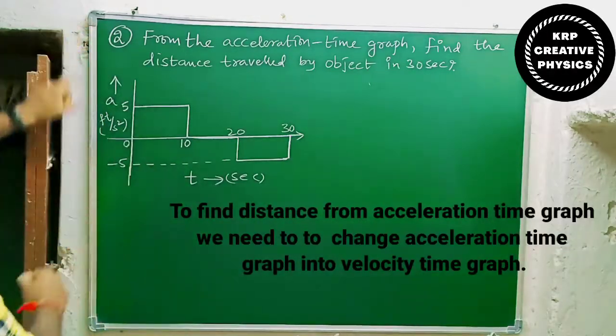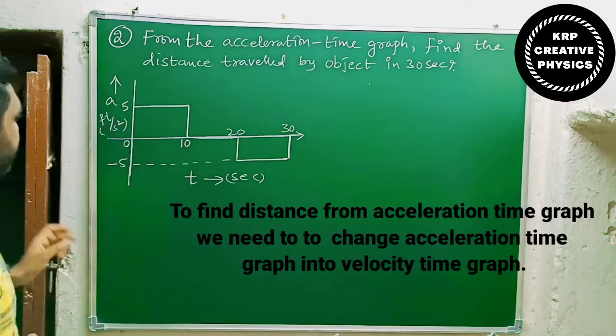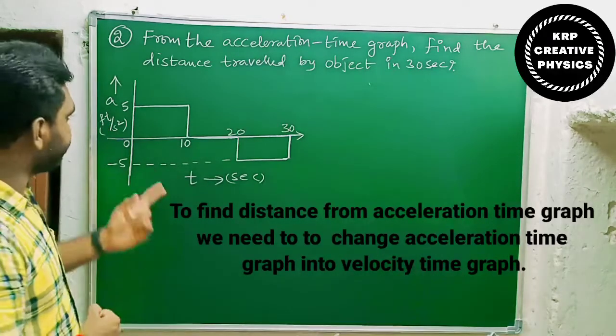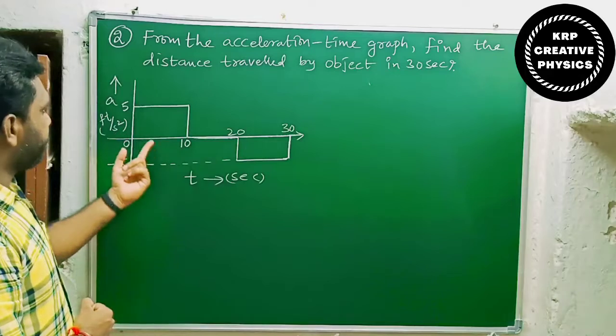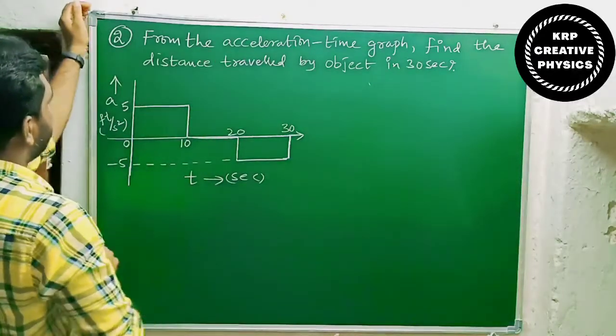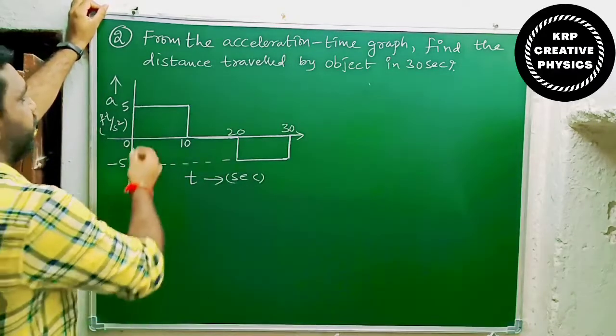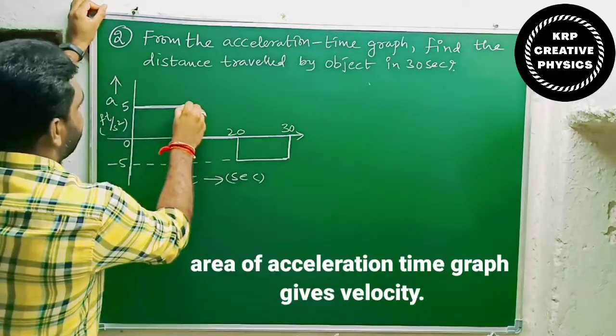First you should observe that acceleration is given in units of feet per second square. So this is the acceleration time graph. How can we convert the acceleration time graph into a velocity time graph? First we need to find the area. If we find the area, we will get velocity.